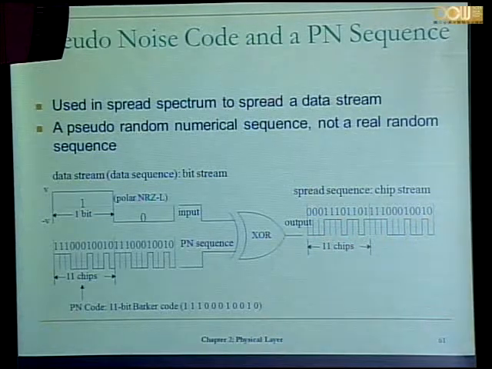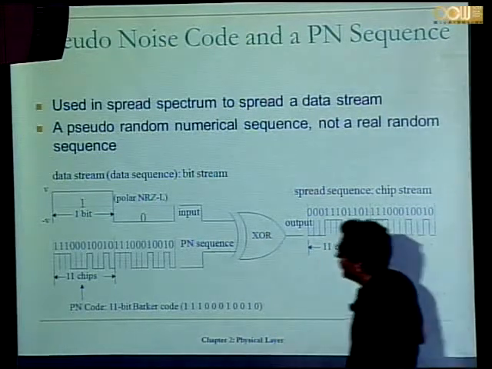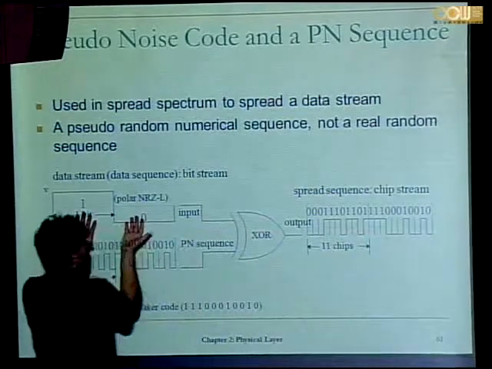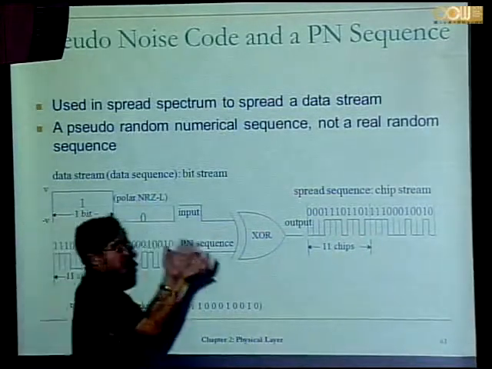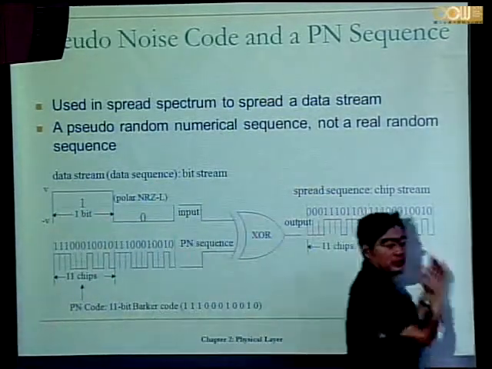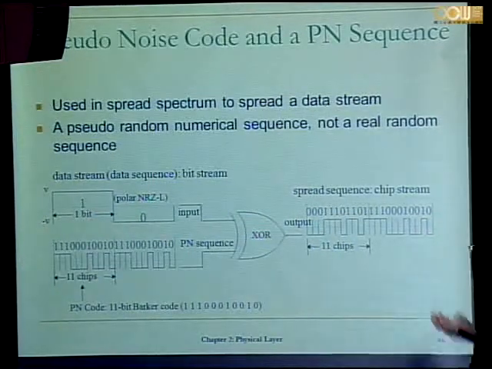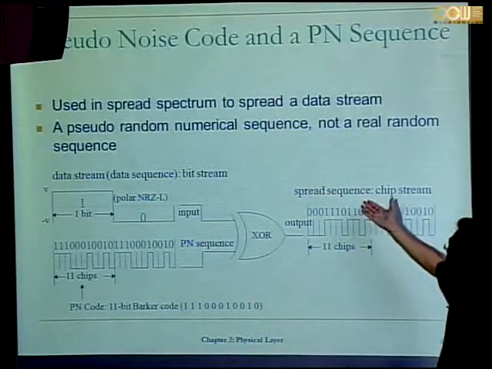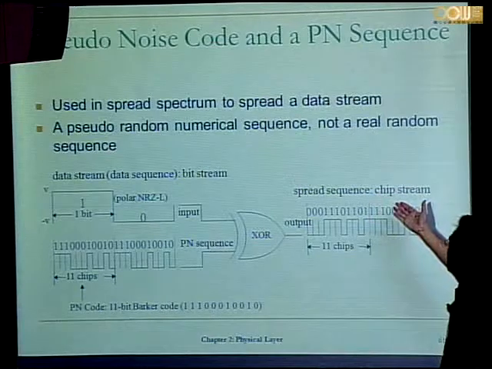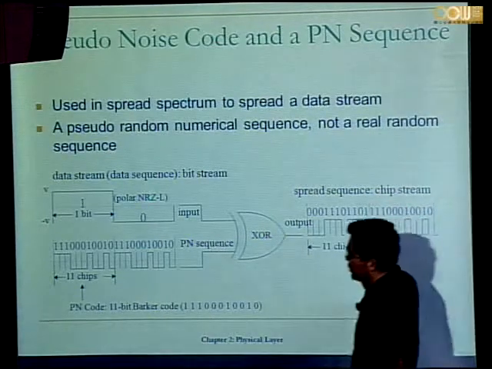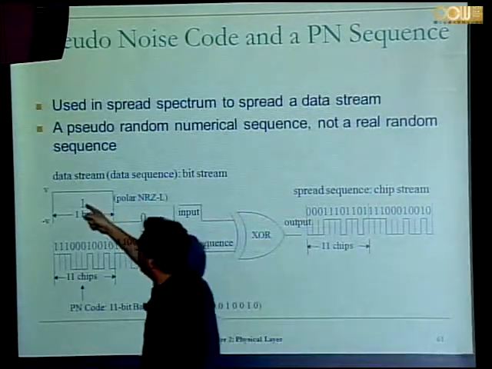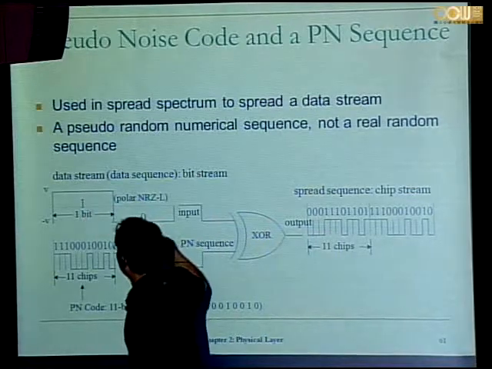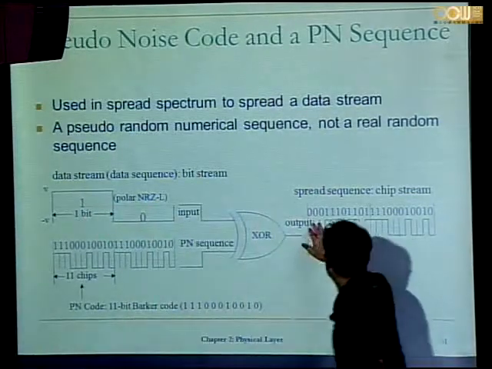So I got this. I was here. This is my data stream. Now I become this. I break it down into this. And this, in a sense, is a spread spectrum sequence, where you spread the bit here into a sequence of bits.